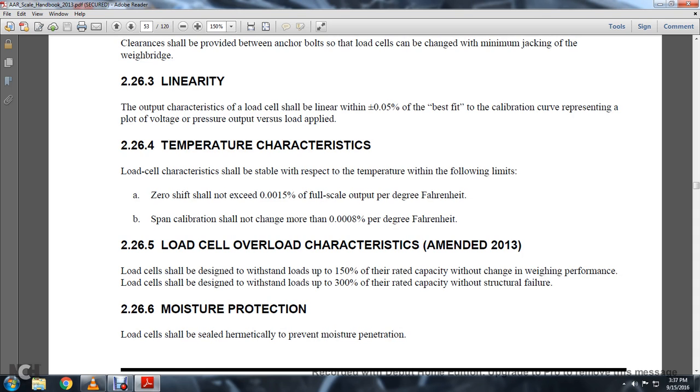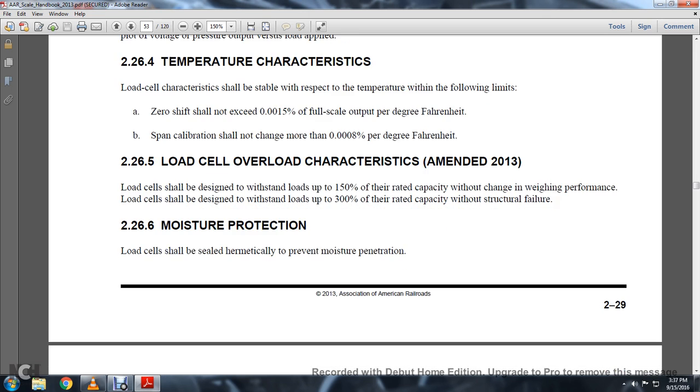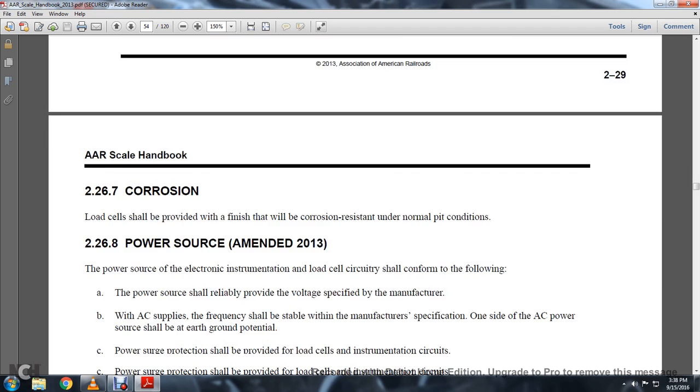226.5, load cell overload characteristic, amendment of 2013. The load cell should be designed with a load up to 150% of the rated capacity which does not change the weighing performance. The load cell should be designed to withstand a load up to 300% of the rated capacity without structural failure. 226.6, the moisture protection. The load cell should be hermetically sealed, preventing moisture entry. 226.7, corrosion. Load cells should be provided with a corrosion resistant finish under normal pit conditions.